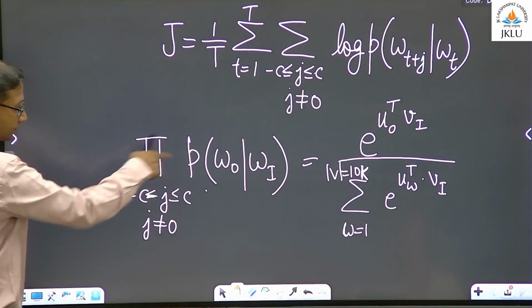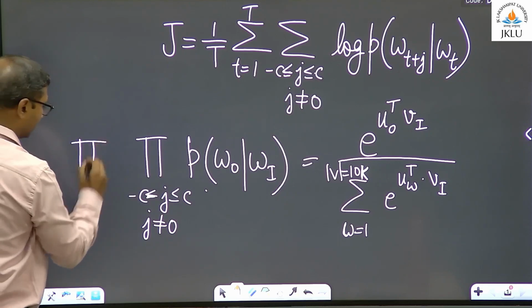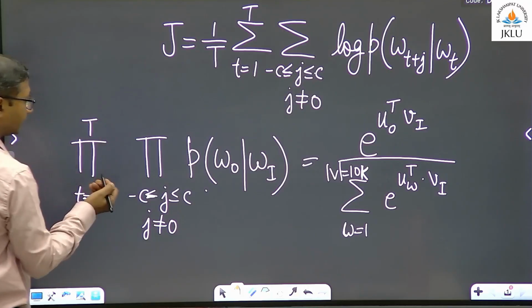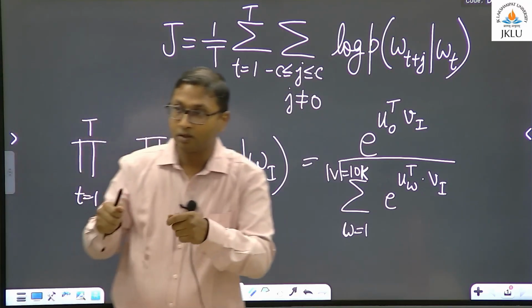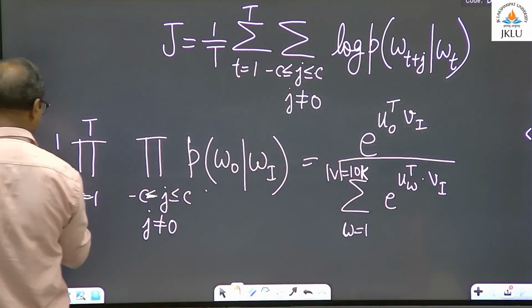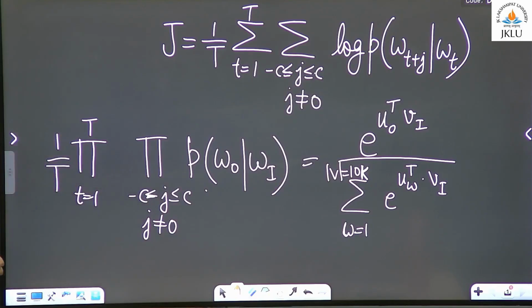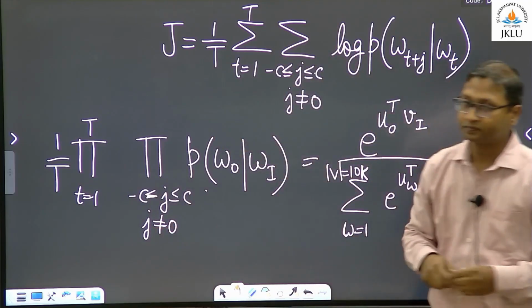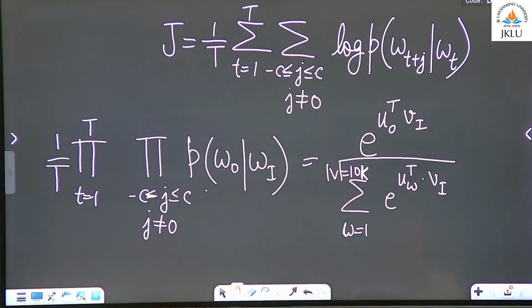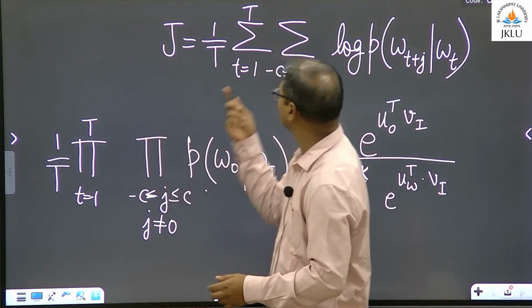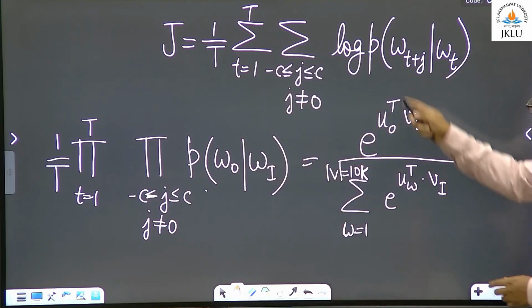This gives you the context window, and now t equal to 1 to T gives you all the center words, and then we just take the average. How do you get this from this? Just take log. If you take log, the products will become summations and the rest of the things remain the same. You will have log p here.